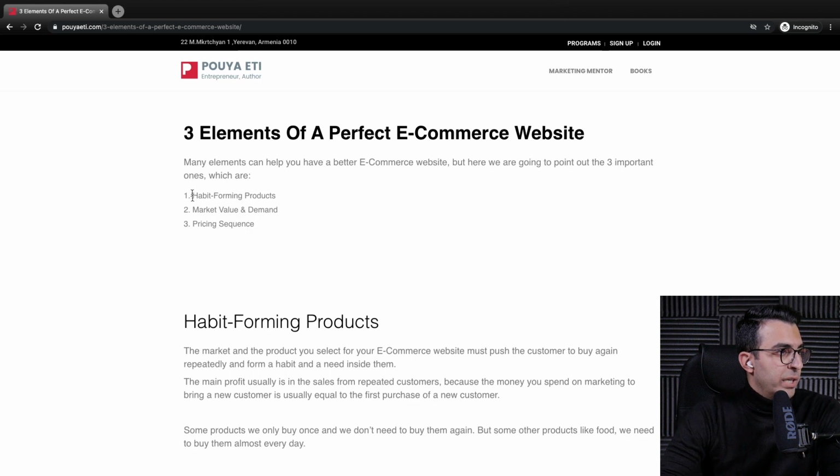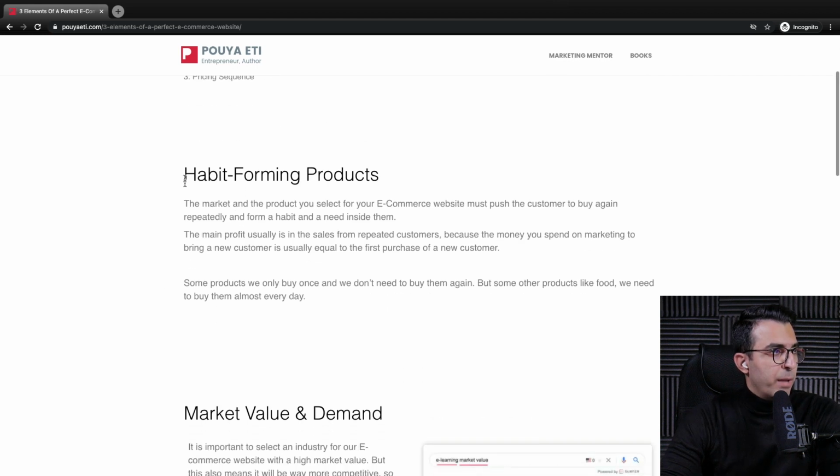So here we have three. The first one is habit forming products. The second one is market value and demand. And the third one is the pricing sequence. Now let's begin with the first one, habit forming products.